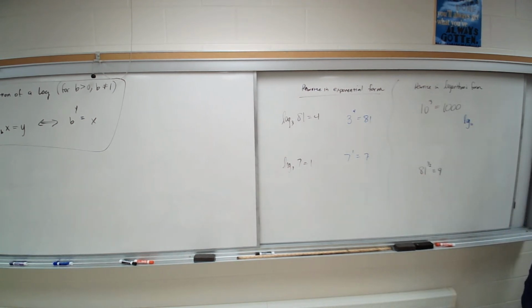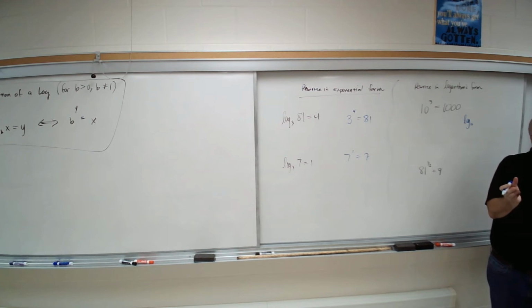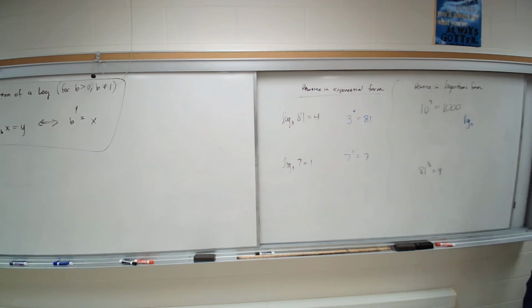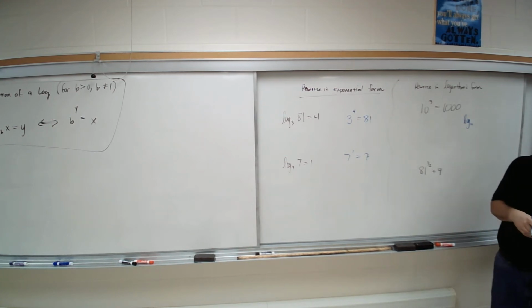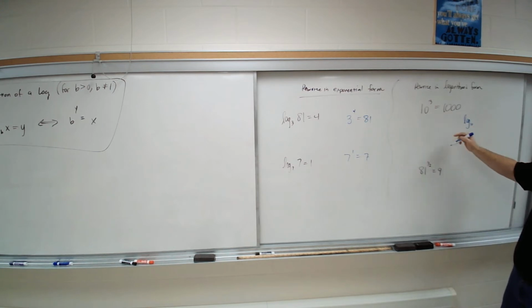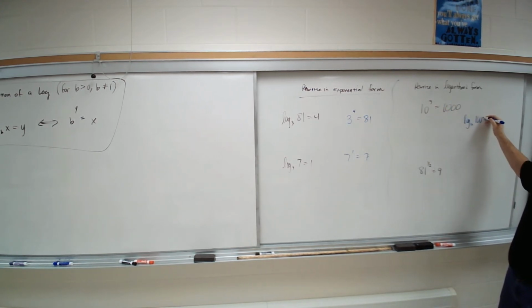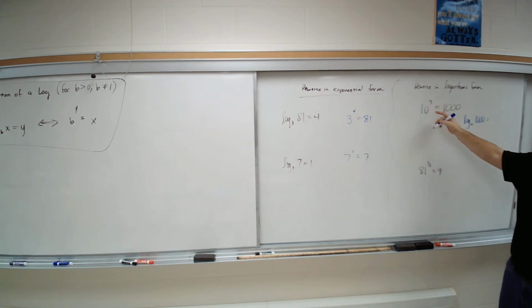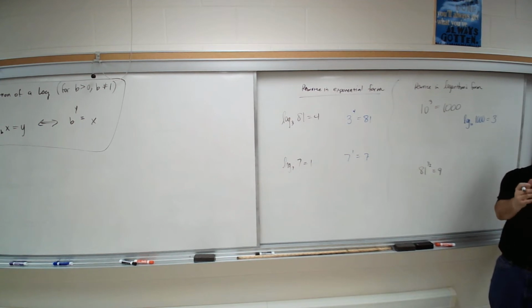Soon we'll learn that you don't have to put the 10 there. It's what's called a common log. If it's ever missing, the 10 is what's there. It's kind of the fill-in piece. So we could say log base 10 of 1,000, because that was by itself, equals, and we know the log equals the exponent.